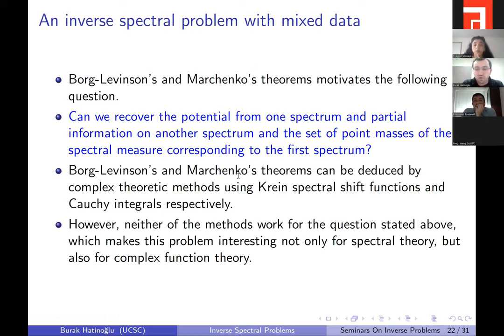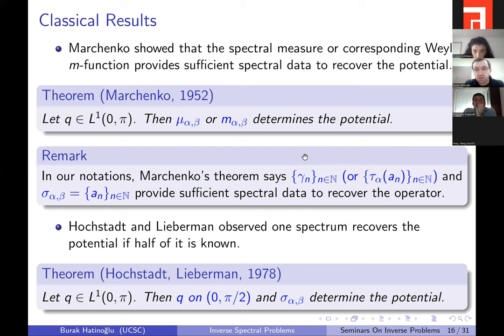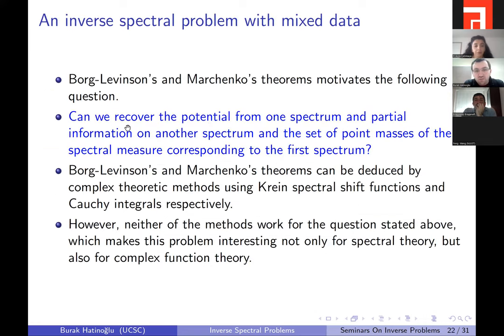Let's recall Borg-Levinson's theorem and Marchenko's theorem, what did they say? Borg-Levinson tells us that two spectra uniquely determine the potential. And Marchenko told us that one spectrum and the norming constants, or the point masses of the spectral measure, also uniquely determine the potential. So the question is, what if we are somewhere in between? That means, can we recover the potential from one full spectrum, partial information on the second spectrum, and the set of point masses of the spectral measure corresponding to the first one, or the norming constants? So we will discuss this problem.